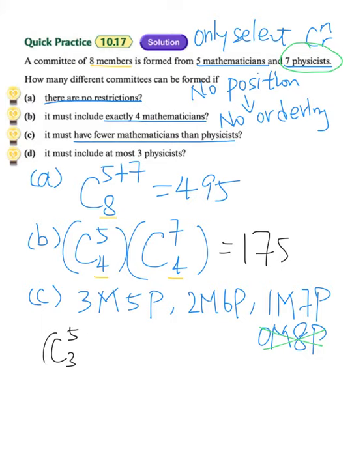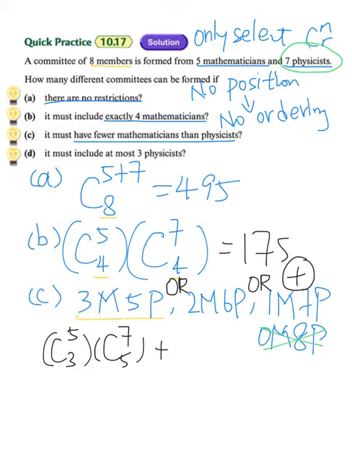So 5C3 represents 3M, and 7C5 represents 5P. Because these 3 cases cannot occur at the same time, that is the OR situation. The OR situation for the counting principle is equal to plus, while for 3M 5P, because it needs to happen at the same time, we need the multiplication. So here we have multiplication, but here we have addition to add up these 3 cases.